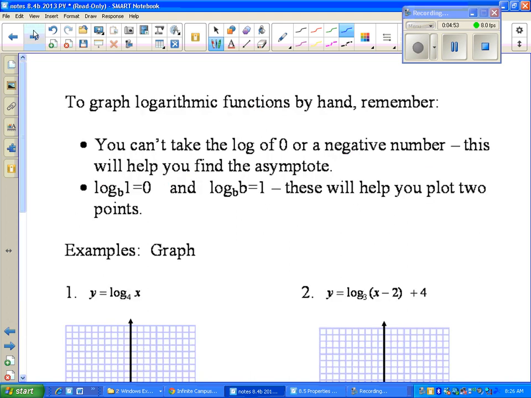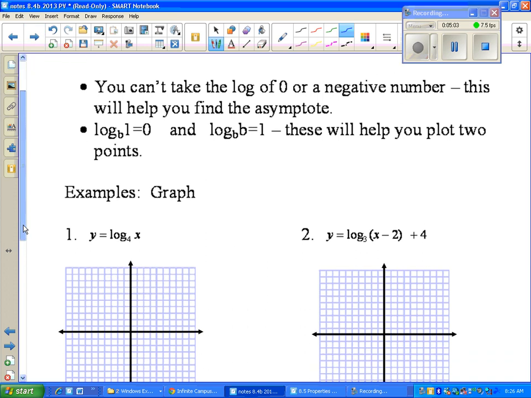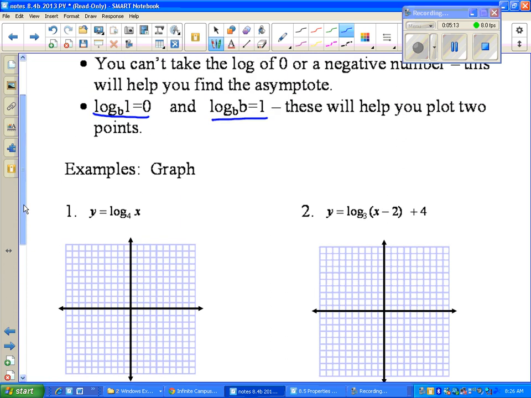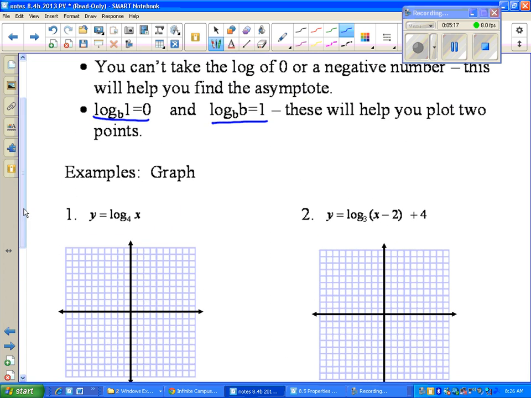To graph logarithmic functions by hand, remember, you can't take the log of 0 or a negative number. This will help you find the asymptote. Log base b of 1 equals 0, and log base b of b equals 1. These will help you plot 2 points. Now I'm going to leave it so we can see those points. Those are good points to know.